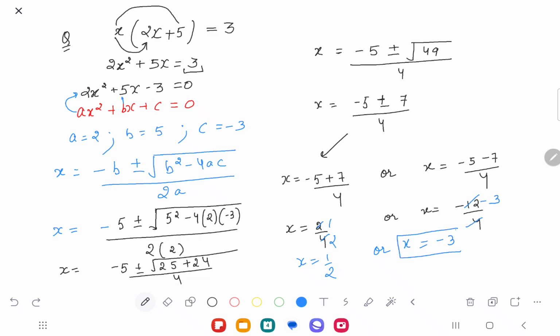So two values of x are my answer, and both of them would actually satisfy LHS equals RHS. Understood or not? Right? That's how we are supposed to actually solve it. Written down?